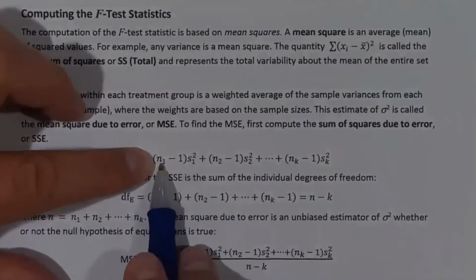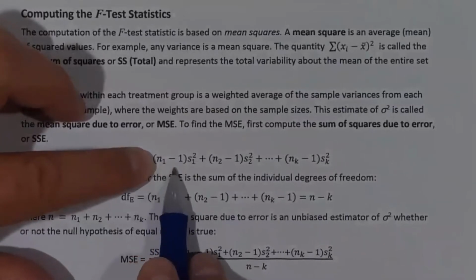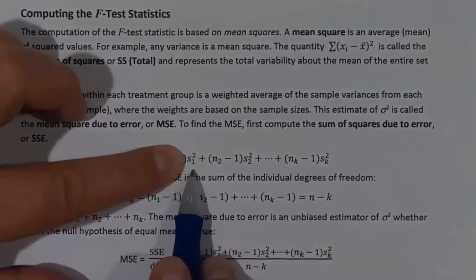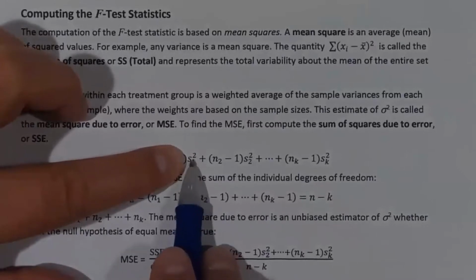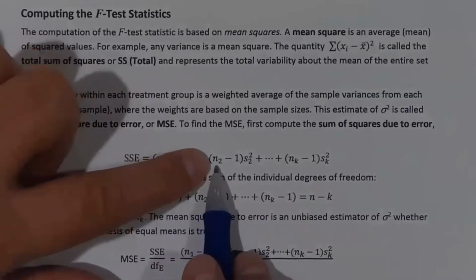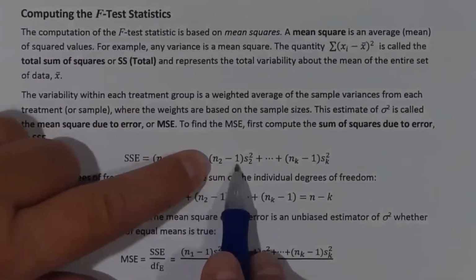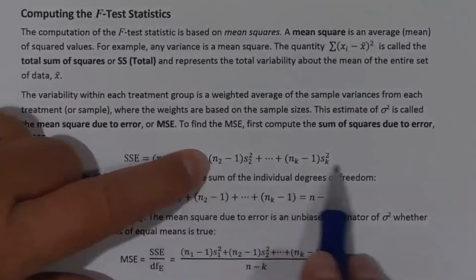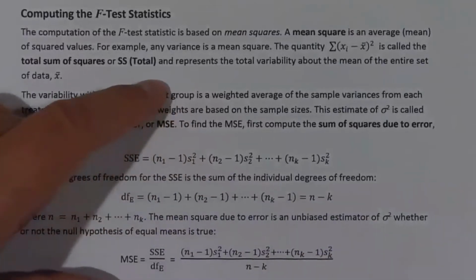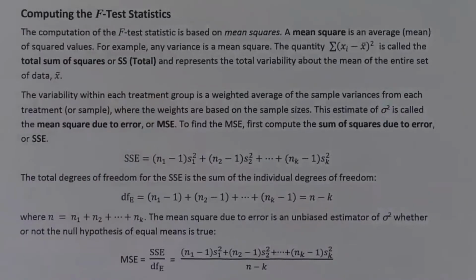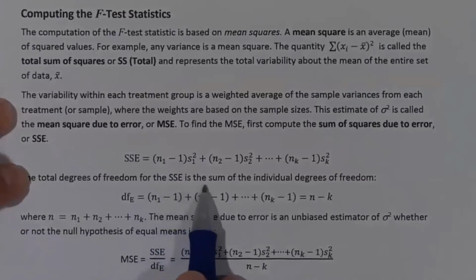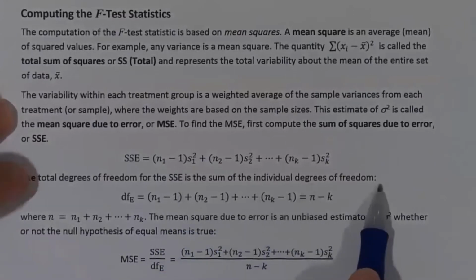So for the first sample, we take N1 minus 1 and multiply that by S1 squared, which is the variance of the first sample, or the standard deviation squared. Then we do the same thing for the second sample: N2 minus 1, the sample size minus 1, or the degrees of freedom, times the sample variance, which is the standard deviation squared. We do that for all of the samples and add it all up. Now, the total degrees of freedom for the sum of the squares due to error is the sum of the individual degrees of freedom.